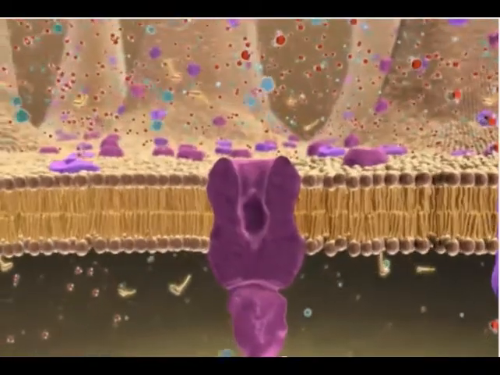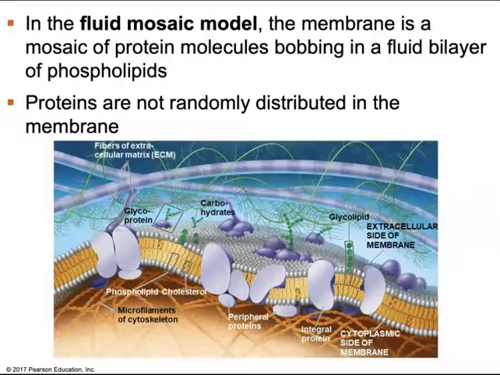This is termed the fluid mosaic model. The membrane is a mosaic of protein molecules bobbing in a fluid bilayer of phospholipids. However, don't mistake this to mean that the cell has no control of the fluidity or mosaic of proteins. Proteins are not randomly distributed in the membrane. The cell is a finely tuned piece of organic machinery, and everything is highly orchestrated to maintain homeostasis in the support of life.